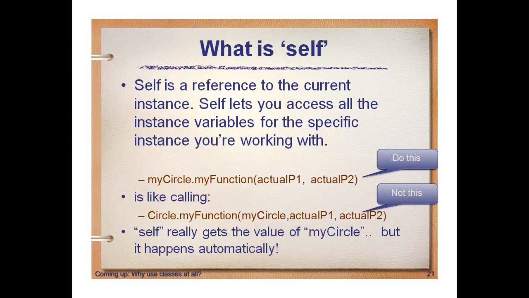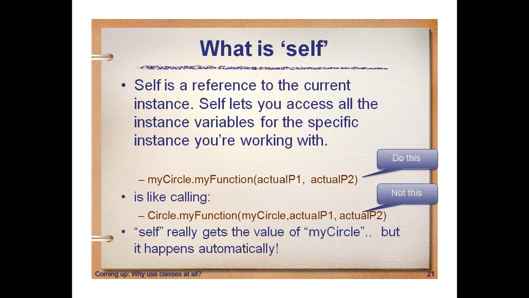So see an example here. Circle dot my function. Circle is the name of my class. My function is the name of my method. Then my circle, then actual parameter one and actual parameter two. This is creating some kind of confusion for the class. And how this confusion is being removed, let's find out in a minute or two.